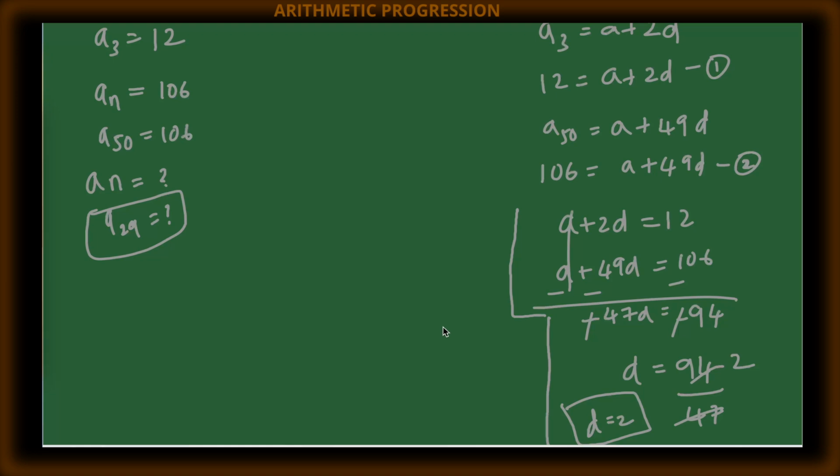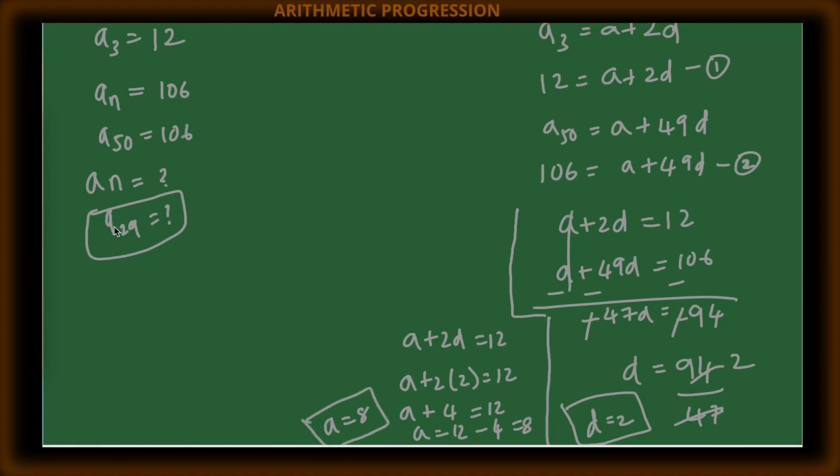Now let's find a with one of the expressions, a plus 2d is equal to 12. We have d here, so a plus 2 into 2 is equal to 12. 2 into 2 is 4, so a is equal to 12 minus 4, which is 8. So the value of a is 8. What do we need to find? We need to find a29.